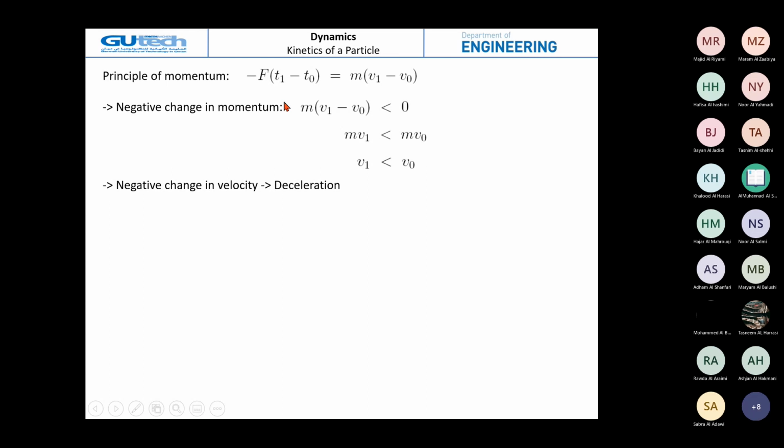Then in this case, the first term is negative. It means the actual velocity v1 is smaller than the initial velocity v0. A negative change in velocity means there is deceleration, there is no acceleration. Okay, we can then determine the velocity at time t1 from this expression. It's given by the following. The velocity will vanish if t1 minus t0 is equal to m multiplied by v0 divided by F.